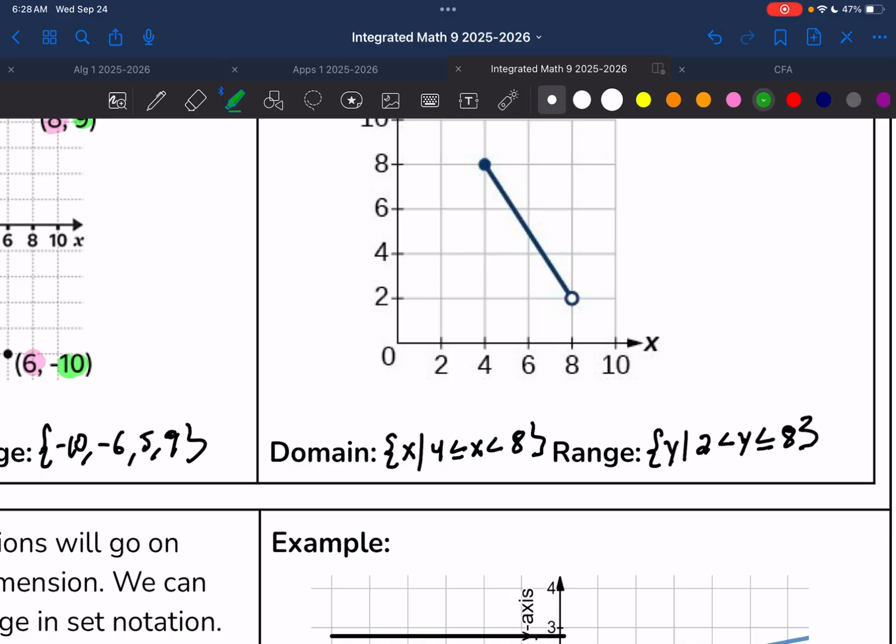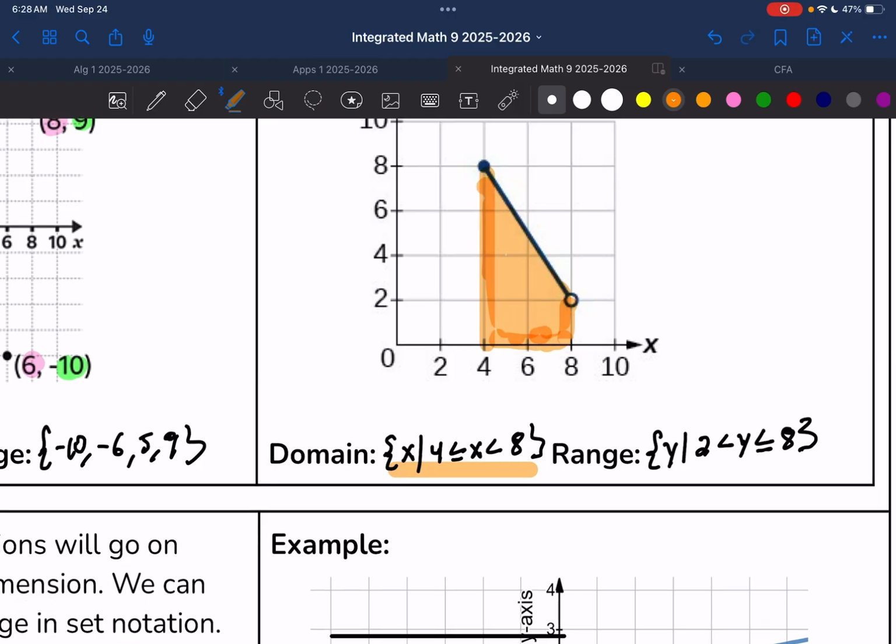And so you'll notice the domain, that's from here to here. Those are all the x values for which the function is defined. Whereas for the range, it's all of these ones. These are all the y values for which the function is defined, 2 to 8. And we're being inclusive on the side that it is included and exclusive on the side that it is not, marked by a closed circle for inclusive, open circle for exclusive.